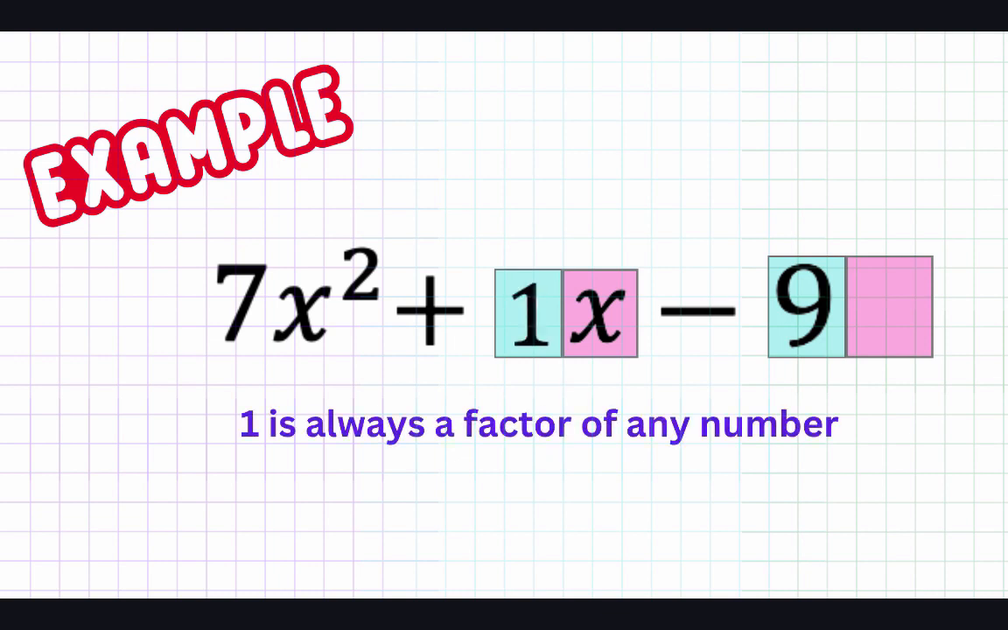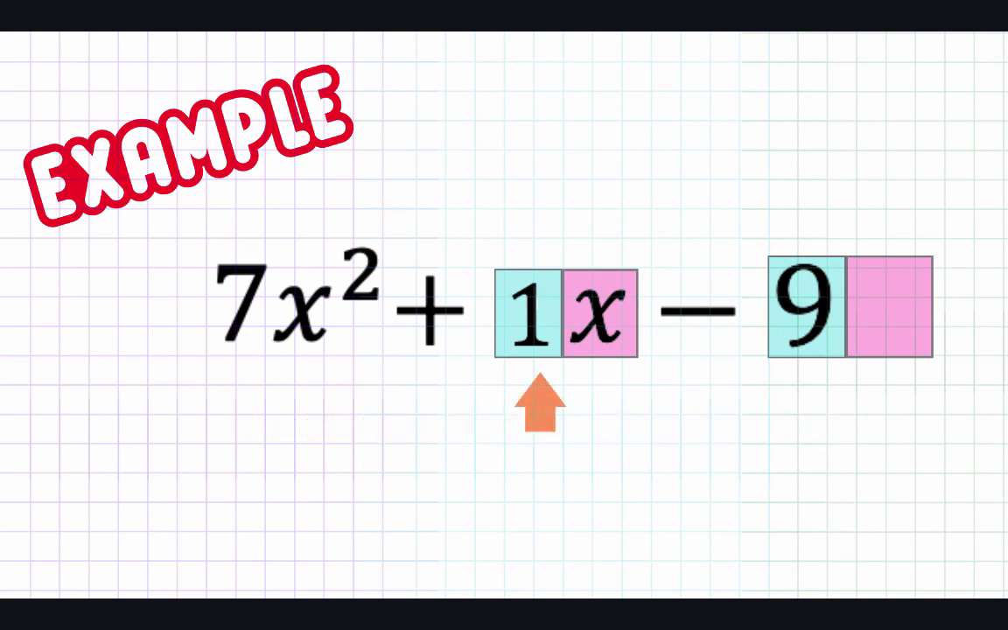Do you remember how 1 is always a factor of any number? And since multiplying by 1 has no effect on the variable or its coefficient, we don't need to show it. So, if you see a term in a polynomial that only has a variable part, you can now recognize that the number part or coefficient of that term is just 1.